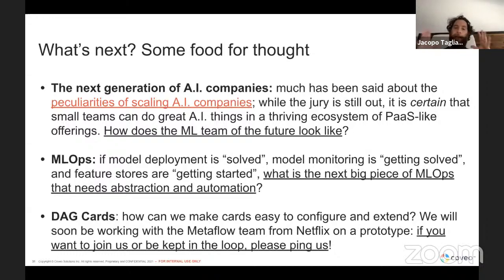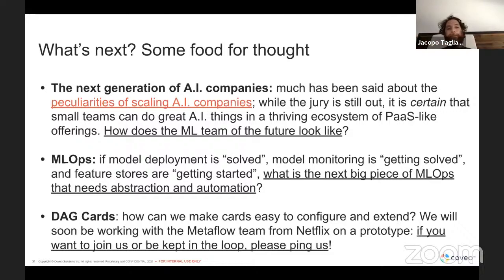But what is certain, and I hope I gave you a glimpse of that, is that small teams today can achieve great things in this thriving ecosystem by leveraging all these cloud PaaS services that you can just tap into to free your hands to do great stuff. And so what does the ML team of the future look like? Again, for companies at reasonable scale, what is the right combination of data engineering skill, software engineering skill, data scientist skill, modeling skill? What is the best way in which you're going to build a functioning ML team?